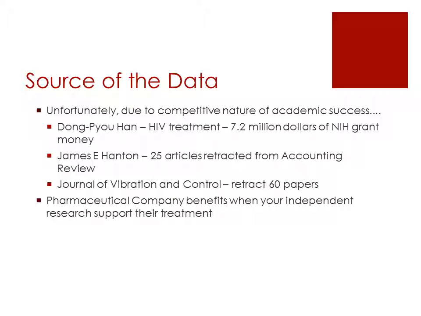Unfortunately, due to the increasing competitive nature of academic success, where the number of publications is constantly going up, even here we're beginning to see serious concerns with regards to faulty data. For example, Dr. Han received a $7.2 million NIH grant to be able to follow up on his treatment for HIV, a treatment which was found to actually be based on contaminated data. Dr. Hanton had 25 articles retracted from Accounting Review, an area that should be of particular interest to many of you business students, and recently the journal Vibration and Control had to retract 60 papers due to faulty data.